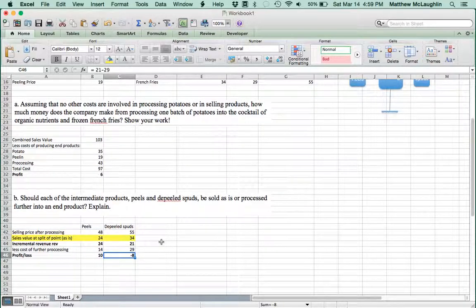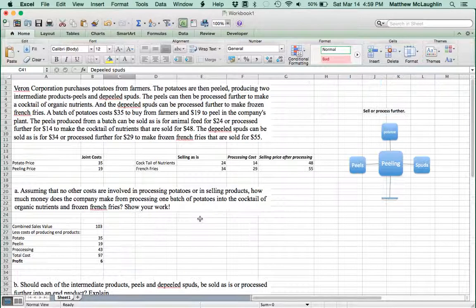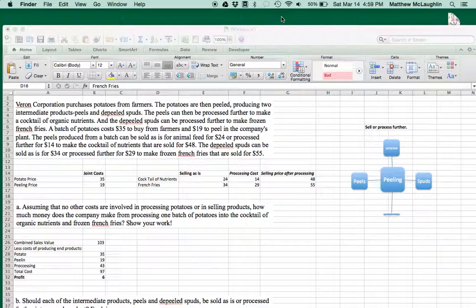So what's our conclusion? Our conclusion is, don't be silly. Just sell it as a peeled spud and move on with your life. Don't process it into fries. Even though fries are good, it's just not worth it in this scenario.